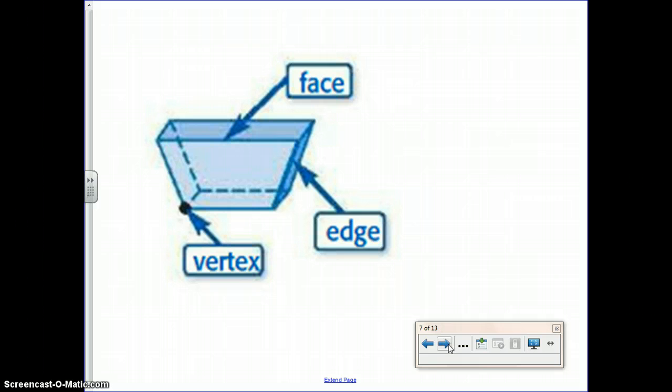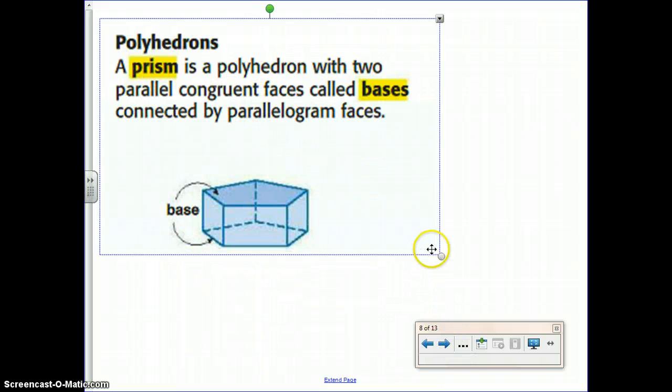Let's start with faces. Faces are the sides of three-dimensional shapes. A vertex is the point where the edges meet, and an edge is kind of like the line on 3D shapes. This is a prism here. A prism is a polyhedron with two parallel congruent faces called bases connected by parallelogram faces.